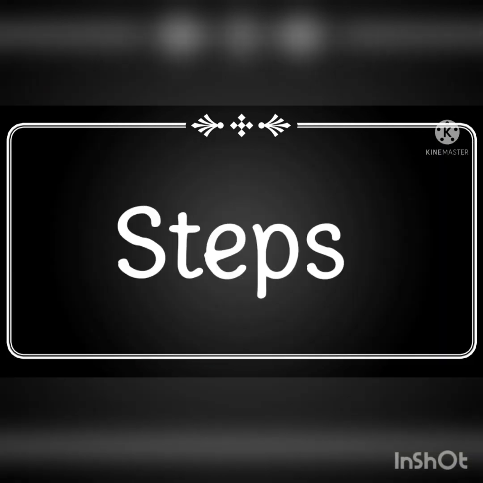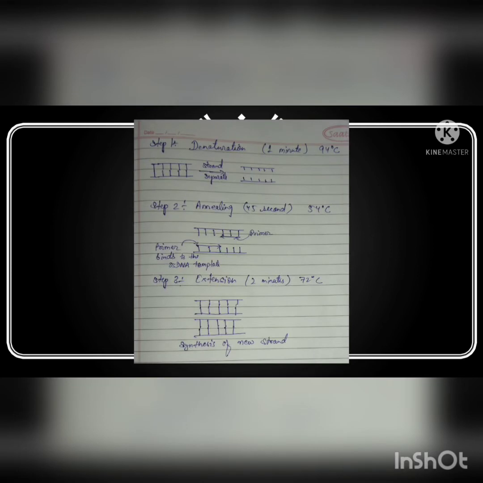Steps. There are 3 steps performed in PCR. First one is denaturation, second one is annealing, and third one is extension. The denaturation process takes 1 minute at 94 degrees Celsius. In this process, the 2 strands of DNA are separated by the breaking of the hydrogen bonds between the 2 strands.